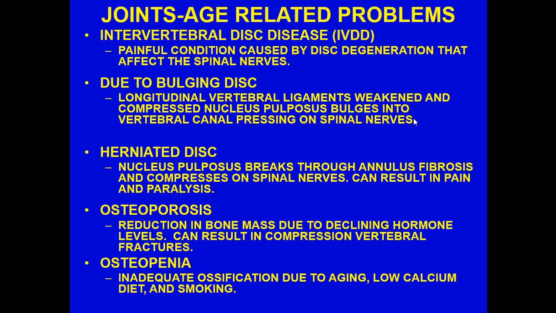A herniated disc is where the nucleus pulposus breaks through the annulus fibrosus and compresses the spinal nerves. It can result in pain and paralysis. Then we have two others that are very important. Osteoporosis, which is a reduction in the bone mass.